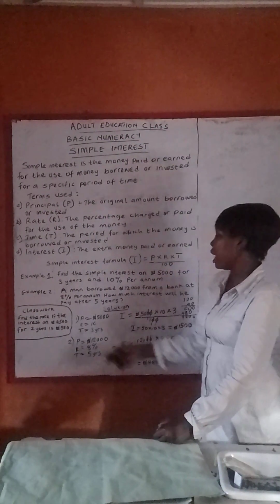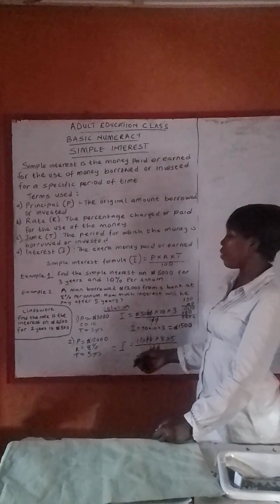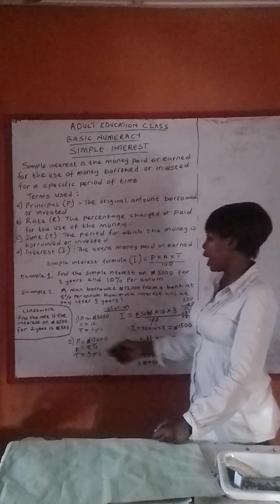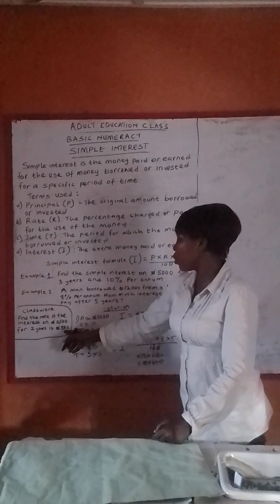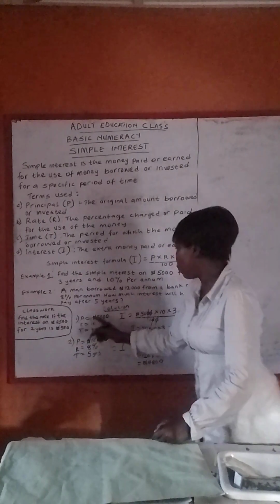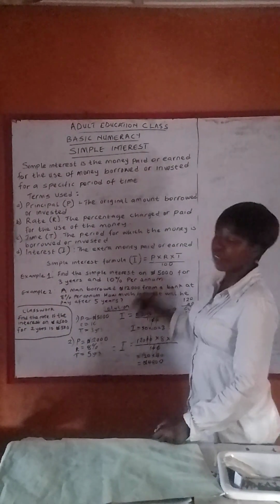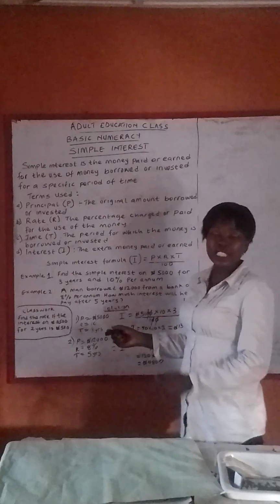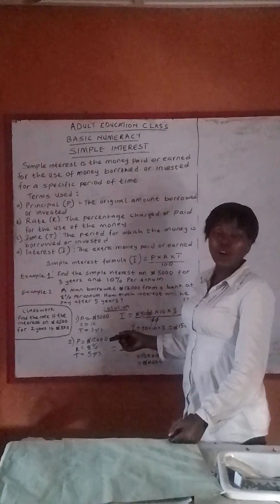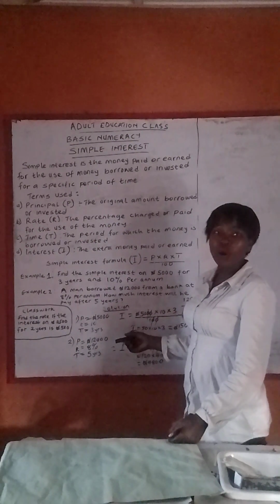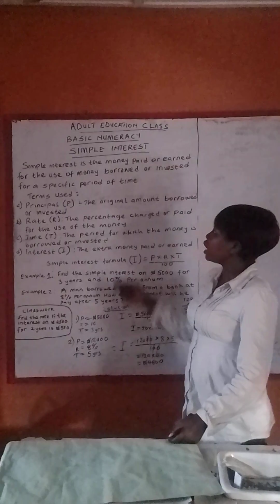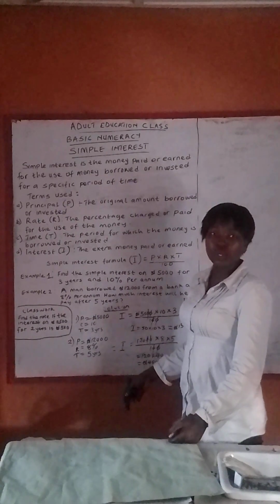Now this is the classwork I'm giving you. Find the rate if the interest on 2,500 naira for 2 years is 500 naira. Now find the rate. I hope with this you have gathered knowledge on how to solve any simple interest question.